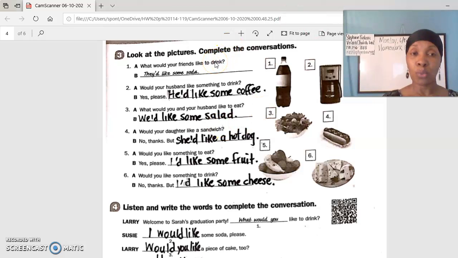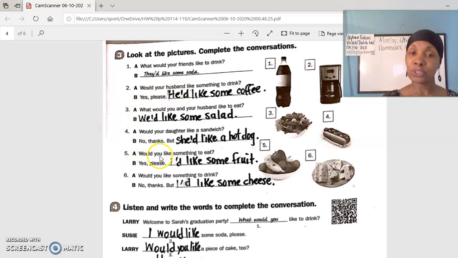All right, number 2. Would your husband like something to drink? And what's the picture for number 2? Yes, please. He'd like some coffee, because that's the picture for 2. Picture for 3. What would you and your husband like to eat? We'd like some salad because the picture for number 3 is a salad. All right. Number 4. Would your daughter like a sandwich? No, thanks. But she'd like a hot dog. Okay? All right, and these are all polite requests and polite responses.